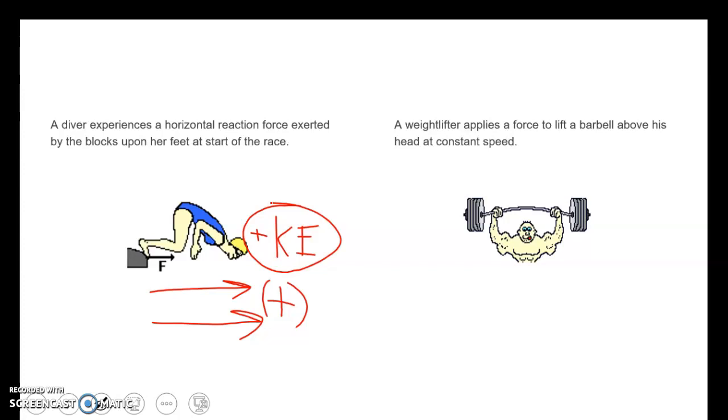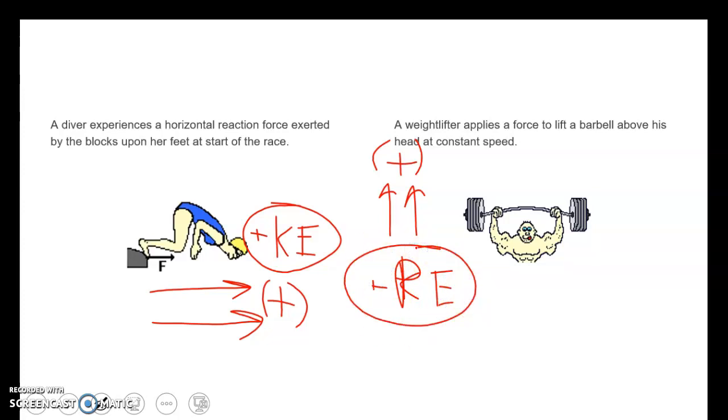And then lastly, we have a weightlifter lifting up the object. So the force is going up and the object's going up. Positive work. If we have positive work, that means we're going to gain potential energy. And it's not kinetic energy because it's moving at a constant speed. So we're gaining potential energy because we're gaining height. But in all cases, work is being converted into potential or kinetic energy, into mechanical energy.